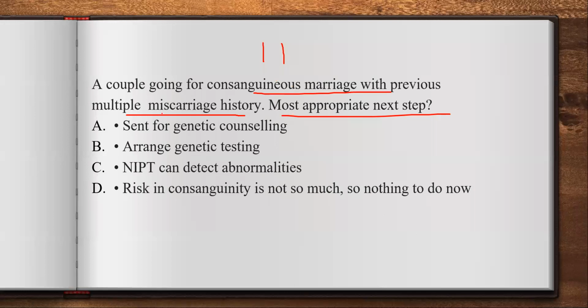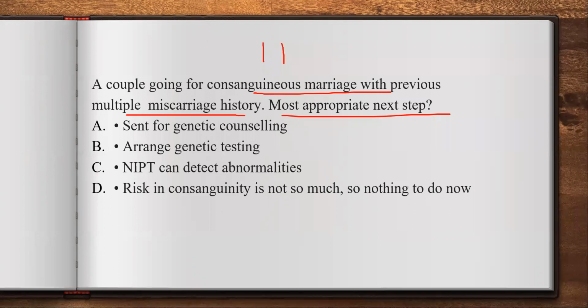And also they have an increased risk of early pregnancy miscarriages. So for those cases, what is your most appropriate next step? Send for genetic counseling, arrange genetic testing. Non-invasive prenatal test can detect abnormalities. Now, NIPT can detect abnormalities, but it cannot detect all genetic problems. It only detects some particular ones, especially trisomy 21, 18, the common chromosomal abnormalities. The rare ones, it cannot detect.